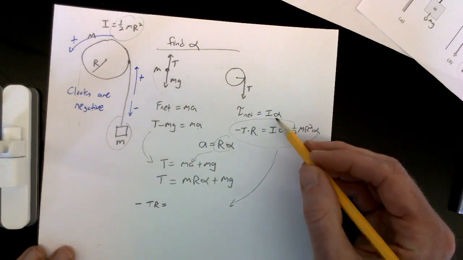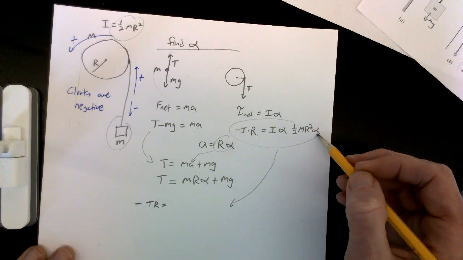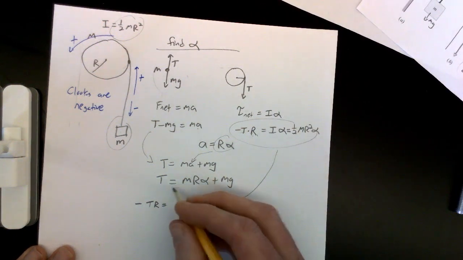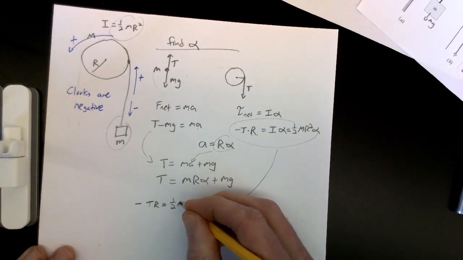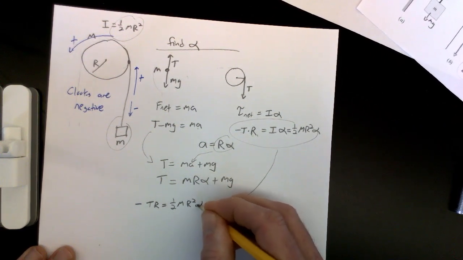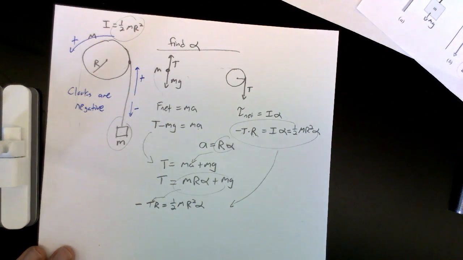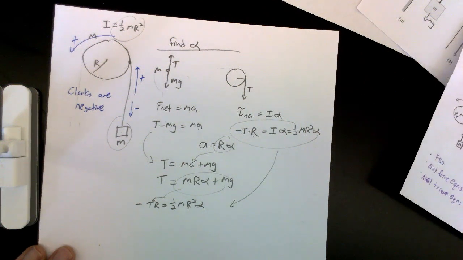Why do I have this I alpha mr squared? Oh, this should be equal right there. I don't know why I had those things. So this is 1/2 mr squared times alpha. And now I'm going to put this in for tension right there. So I'm looking at some notes on another page, and I'm kind of doing things a little bit differently here. But I hope that this all works out.